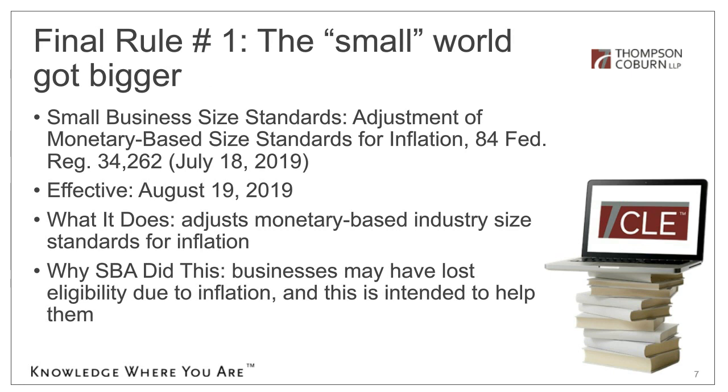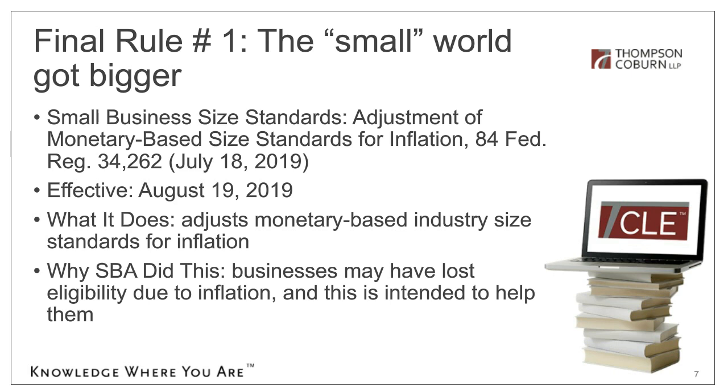So the first rule that we'll talk about is one related to small business size standards. And actually the first 3 rules we'll talk about relate to the size standards for small businesses. This rule was published back in July of 2019, and it became effective in August. And what it did is it adjusted the monetary-based industry size standards for inflation.